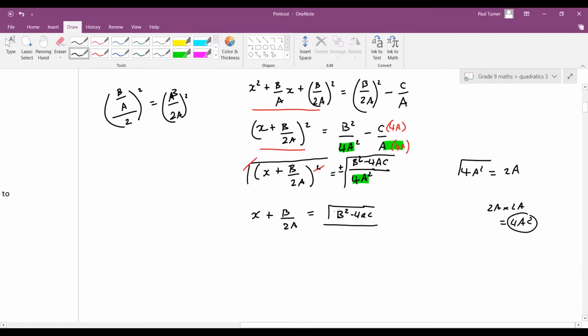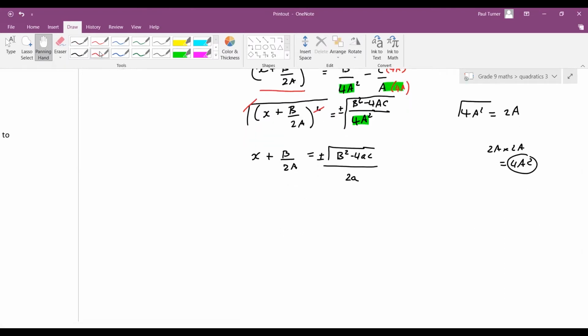Yeah, so this would be 2a on the bottom and plus or minus here. So then that b on 2a will come over. See, it's quite long, isn't it? I think there are actually quicker ways to do this for getting the formula, but this is one way.